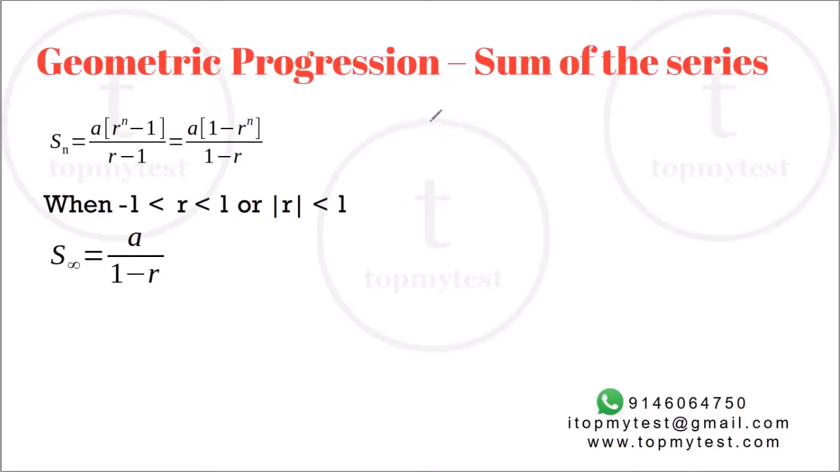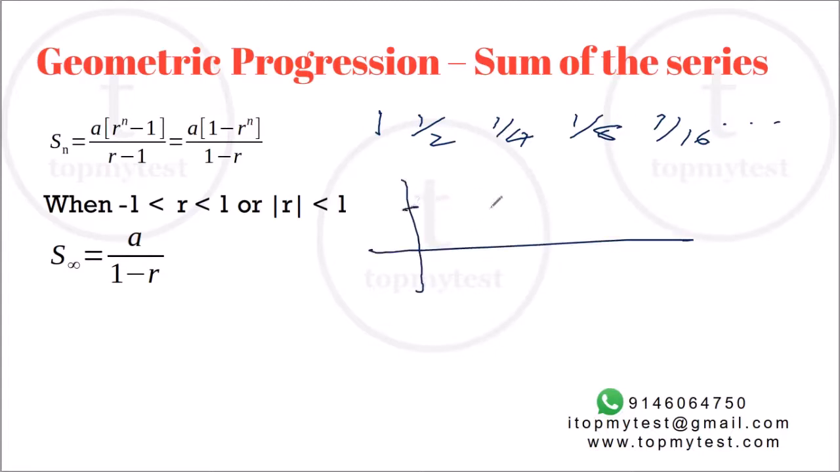Now, one thing which is not there in arithmetic progression, which is there in geometric progression, is what happens when you stretch this to infinity. For a ratio which is between minus 1 and 1, which means each term is algebraically smaller than the previous term, you can also find the sum to infinity. For example, if you have a progression like 1, 1/2, 1/4, 1/8, 1/16, and so on, each term is smaller than the previous one.